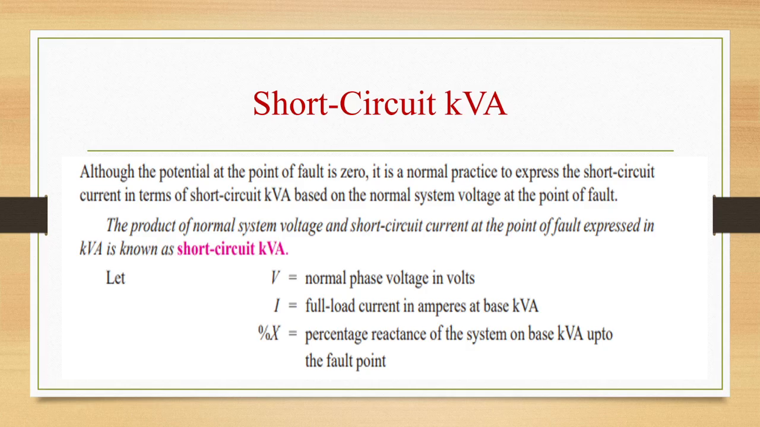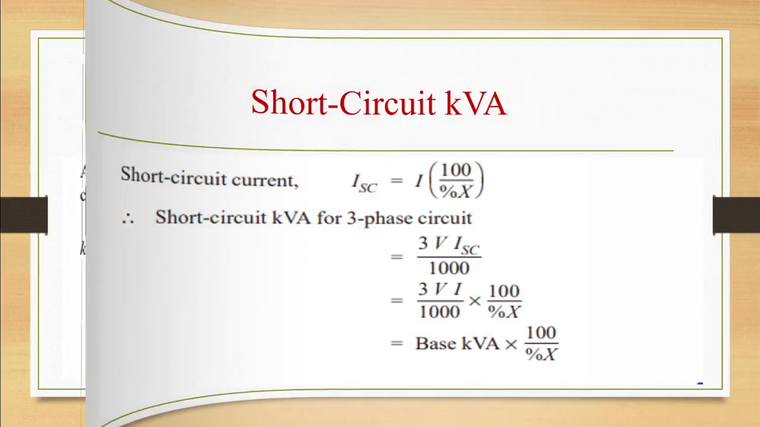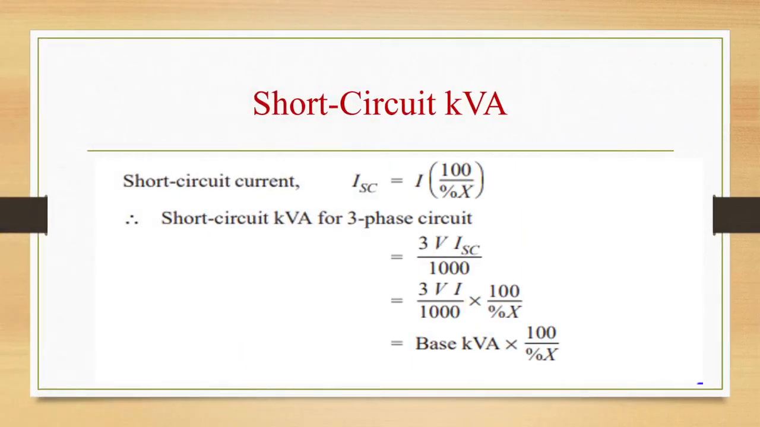Short circuit kVA, the product of normal system voltage and short circuit current at the point of fault expressed in kVA, is known as short circuit kVA. So short circuit current ISC is equal to I, the full load current, into 100 by percentage X. We know this formula, where V is normal phase voltage in volts, I is full load current in amperes at base kVA, and percentage X is the percentage reactance of the system on base kVA up to the fault point.